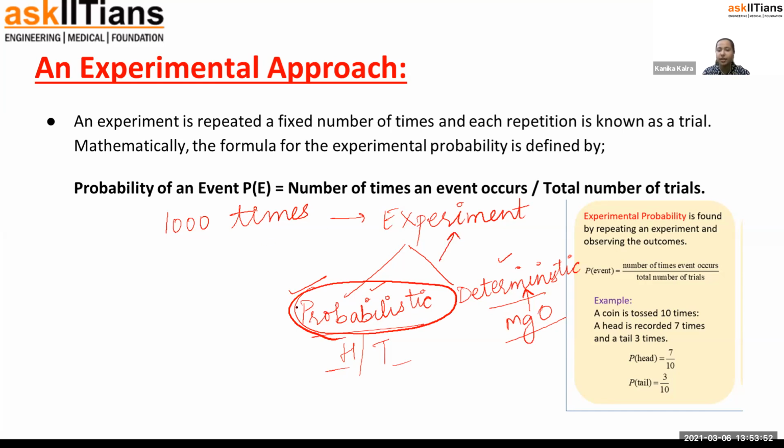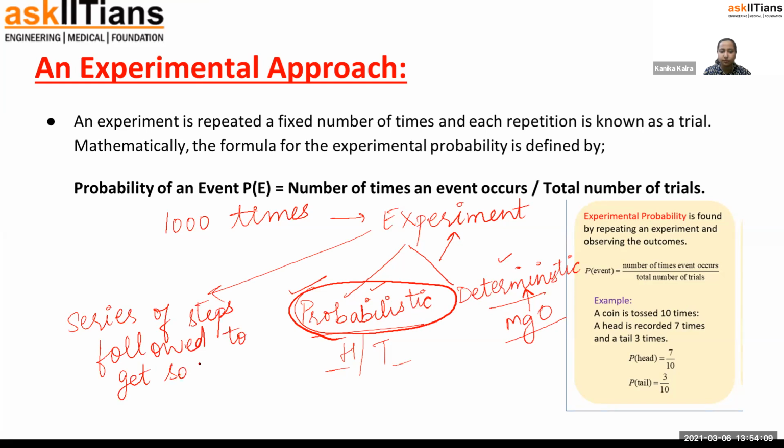Now let's move to the definition again. An experiment is a series of steps followed to get some result. So if we talk about 1000 tosses, either you get a head or a tail. Basically we have done 1000 steps to complete an experiment, and each step is known as a trial. Each toss, in this case, is known as a trial.